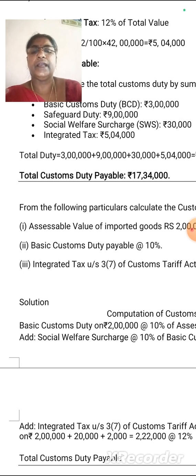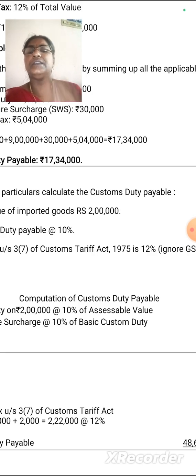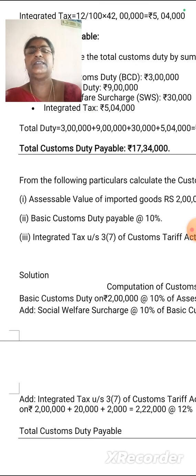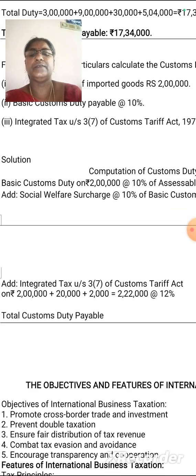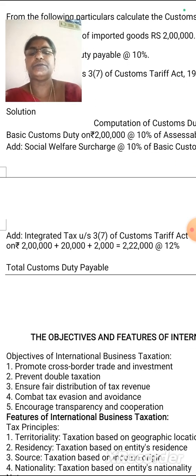So this is the value. And what is the percentage for basic customs duty? 10 percent. Integrated tax is 12 percent, safeguard duty is 30 percent, and social welfare surcharge is 10 percent. These are the percentages to calculate the particular duties, and after adding all these things, finally in the sum we find the integrated tax. Under this, at 12% after calculating, they get the total customs duty payable.